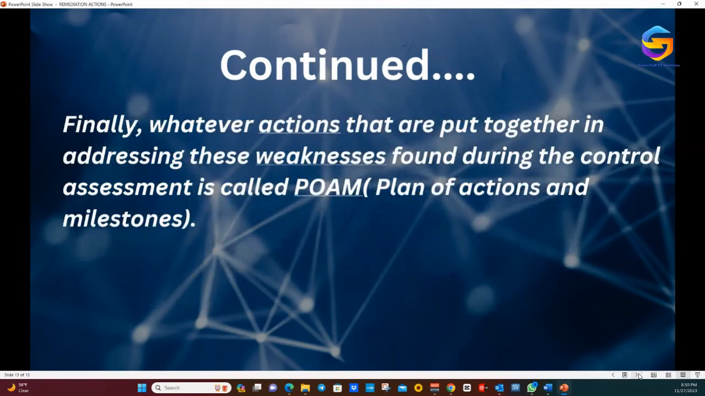So finally, whatever actions are put together in addressing these weaknesses found during the control assessment is called POAM. That is Plan of Actions and Milestones. What does it mean? It means any actions that are taken to address the controls that failed during the assessment is called the POAM, which is the sixth task in the assessment step. And we will look into that in more detail in the next video.